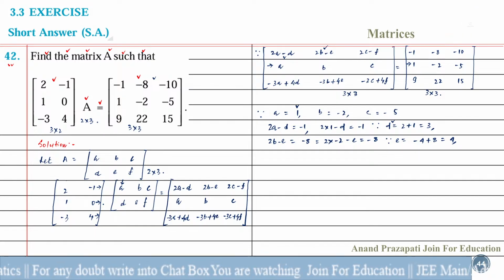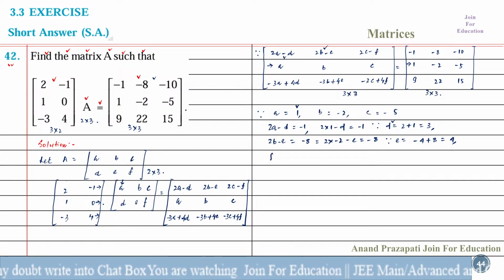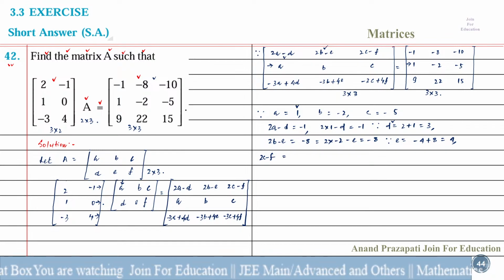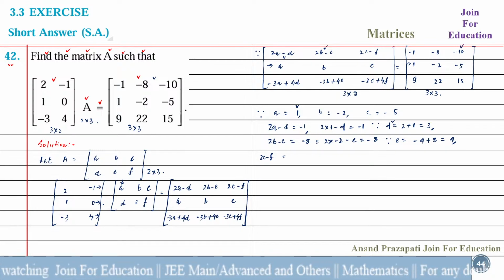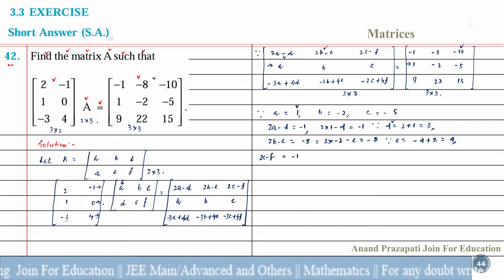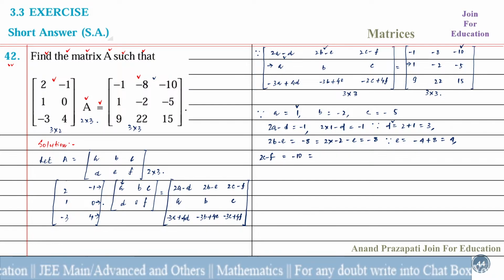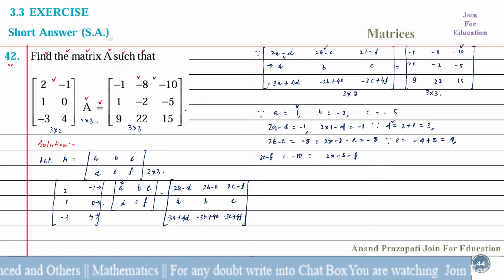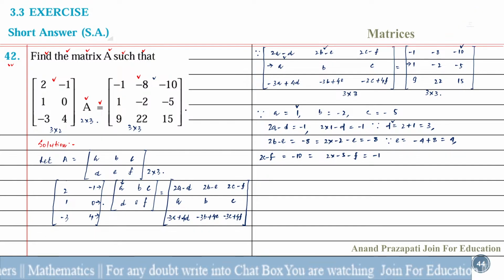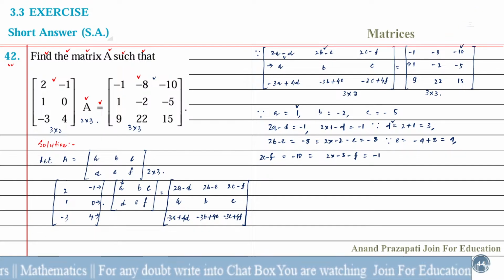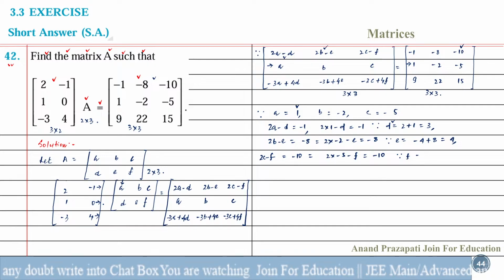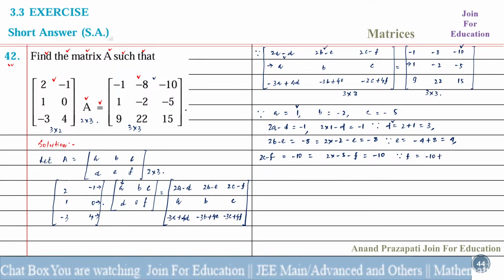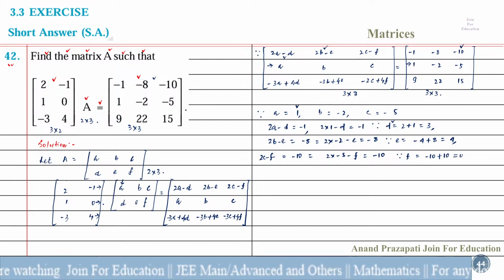Now we find F. So 2c minus f equal to minus 10. Now putting the value of c, which is minus 5, so 2 into minus 5 minus f equal to minus 10. Therefore f equal to minus 10 plus 10, then we get 0.